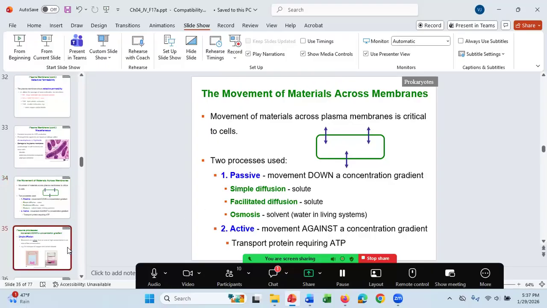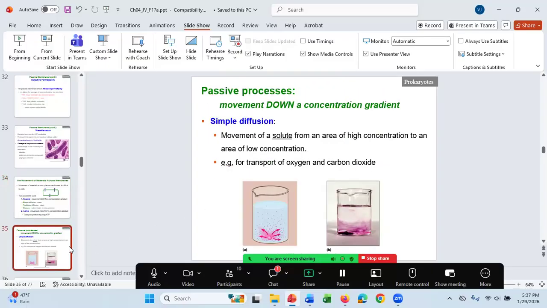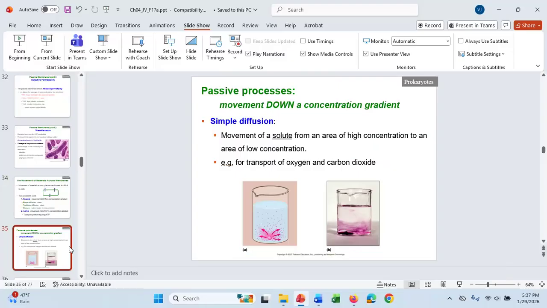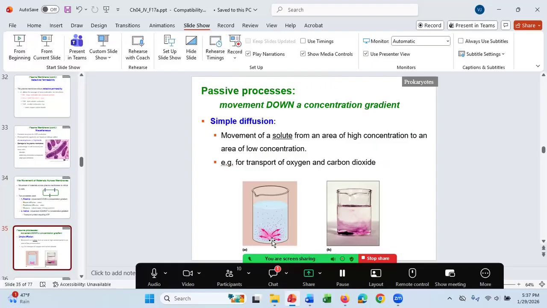All right, let's talk a little bit more in detail about passive processes. Remember, there are three: simple diffusion, facilitated diffusion, and osmosis. Simple diffusion is just the movement of a solute from an area of high concentration to an area of low concentration. Like when we put a drop of dye in a beaker of water, the molecules of the dye will move by simple diffusion from areas of high concentration to areas of low concentration, shown here.